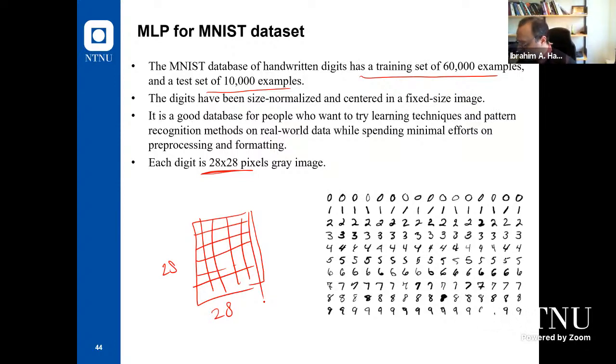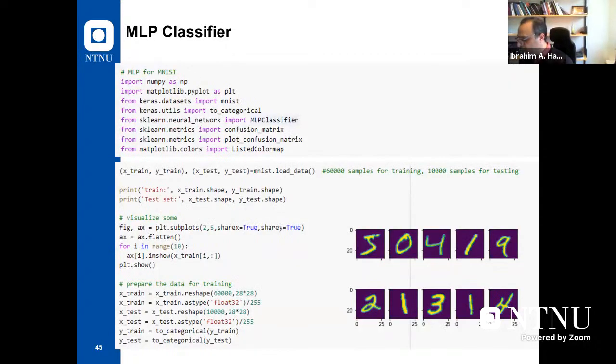And when people write, for example, a 5, it will look like this. Yeah, like this. Each digit has been normalized and centered in a fixed-size image. It is a good database for people who want to try learning techniques and pattern recognition methods and so on. So this MNIST is a very, very important dataset also. If we need to use an MLP classifier for MNIST, how many inputs do we have here?